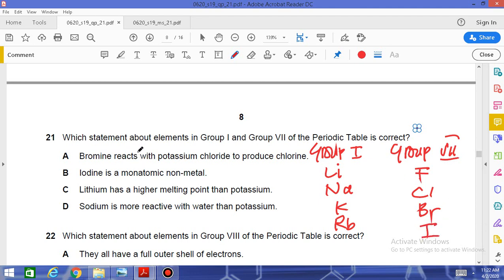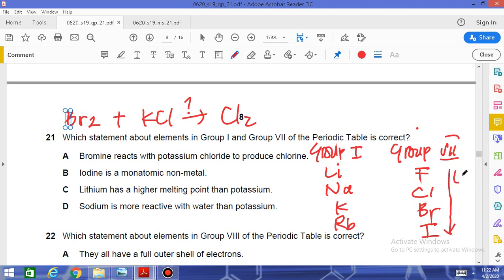Let's see one by one. Bromine reacts with potassium chloride to produce chlorine. So let's see. For group 7 or halogens, as you go down the group, the reactivity becomes less. So it's less reactive as you go down the group. So in this case, bromine cannot displace chlorine in the solution. So there will be no reaction.